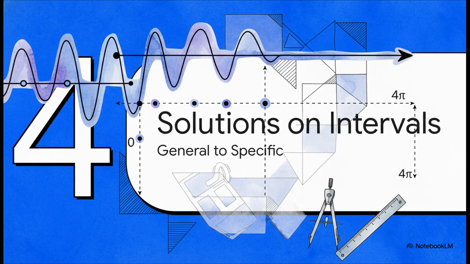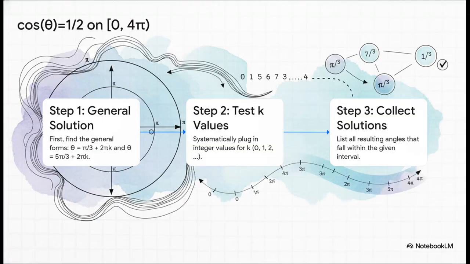Okay, this is great. Finding infinite solutions is a neat trick, but a lot of times a problem will ask for something more specific, like find all the answers between 0 and 4 pi. Let's see how our general solution is actually the perfect tool for that too. So here's our mission. Find all the solutions for cosine of theta equals 1/2, but only on the interval from 0 to 4 pi. The process here is super methodical.